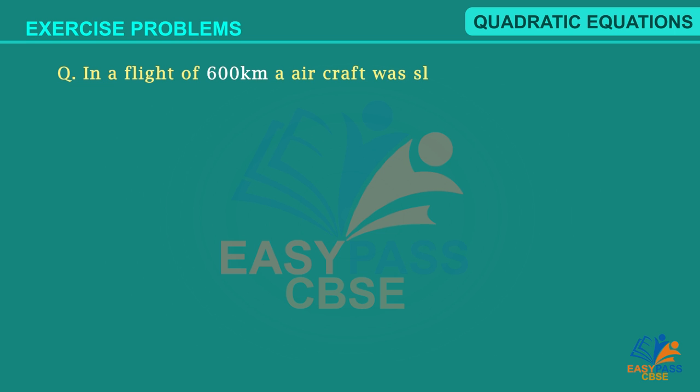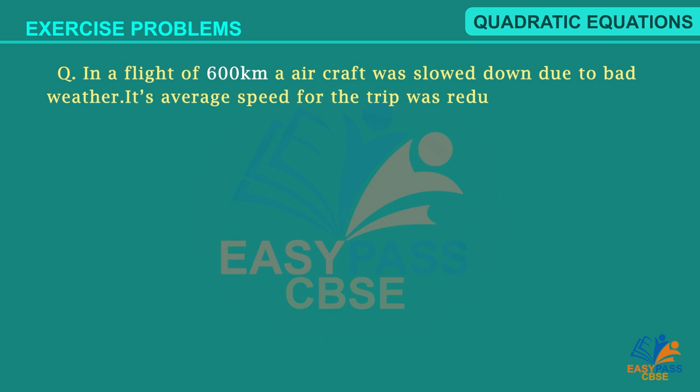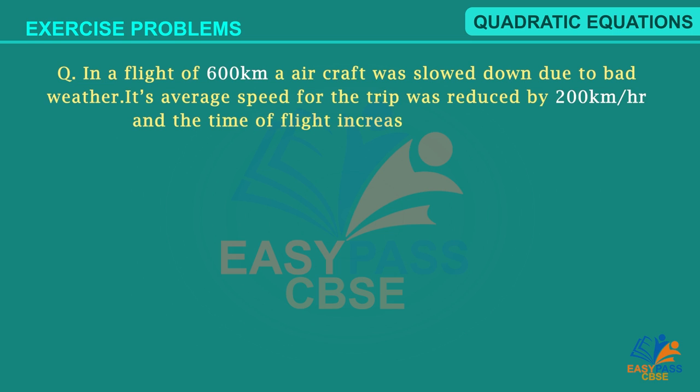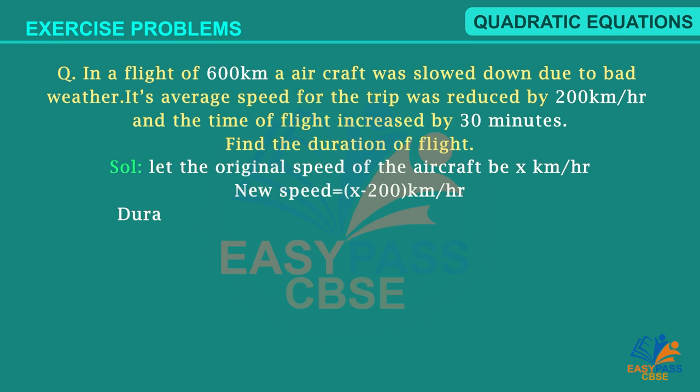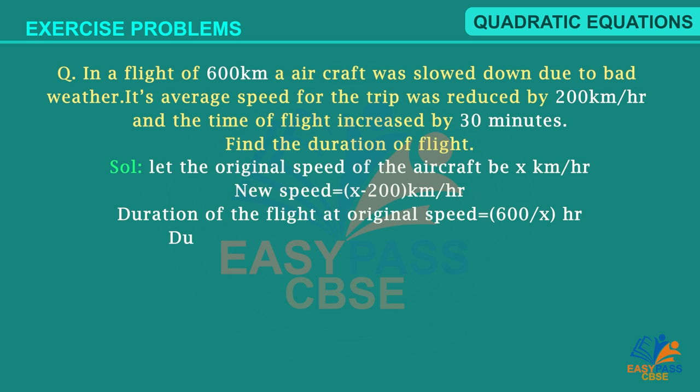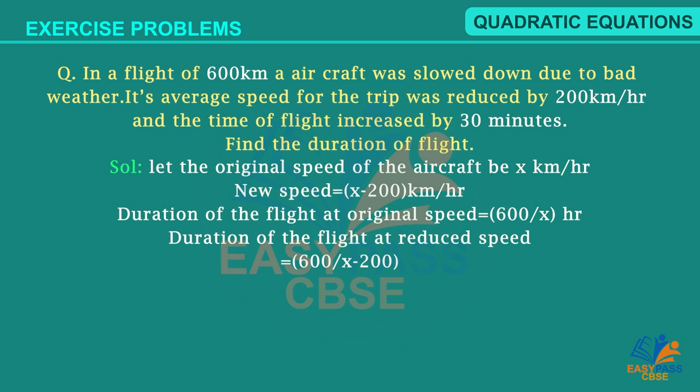In a flight of 600 kilometers, the aircraft was slowed down due to bad weather. Its average speed for the trip was reduced by 200 kilometers per hour and the time of the flight increased by 30 minutes. Find the original duration of the flight. Let the original speed of the aircraft be x kilometers per hour. The new speed is x minus 200. The duration of the flight at original speed is 600 by x. The duration at reduced speed is 600 by x minus 200.